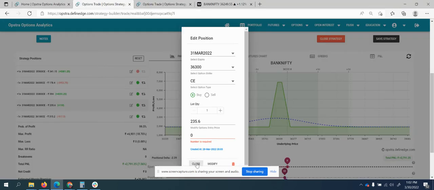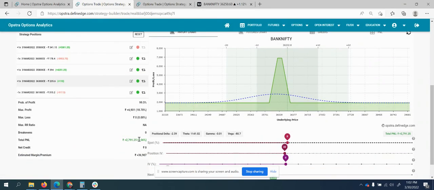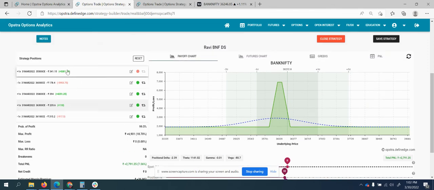So I made almost 8% profit in 3 to 4 trading sessions by just converting the debit spread into an iron butterfly. And this is more of a ratio ladder.